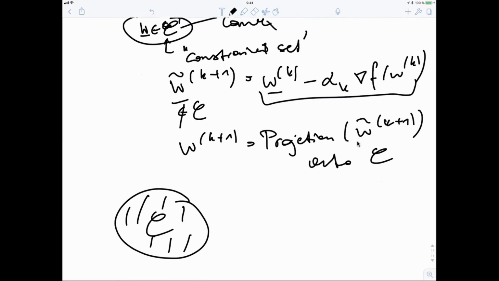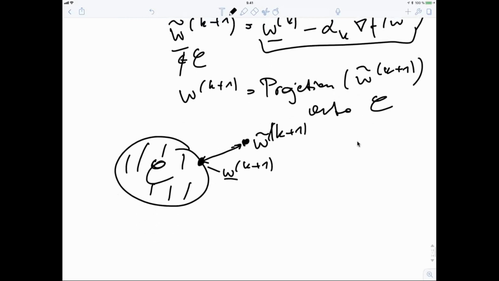Convex. And the projection of another weight vector, for example the tentative updated weight vector, which is outside the constraint set. The projection is the specific, well-defined point in this constraint set C that has the smallest squared Euclidean norm distance to the vector that we want to project. So this point here would be the projection, w_{k+1}. And it turns out that this projection is always well-defined as soon as this set C is convex and closed.